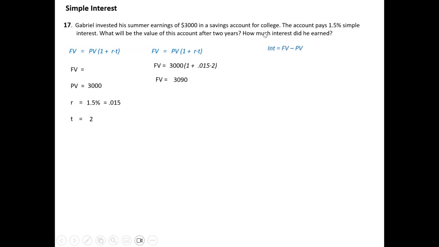Now, to find the interest, how much interest did he earn? Interest is equal to the future value minus the present value. So the interest that Gabriel earned is 3,090 minus 3,000, which will be $90. So the value of the account after 2 years will be 3,090, and the interest earned will be $90. Here are the 2 answers for number 17.